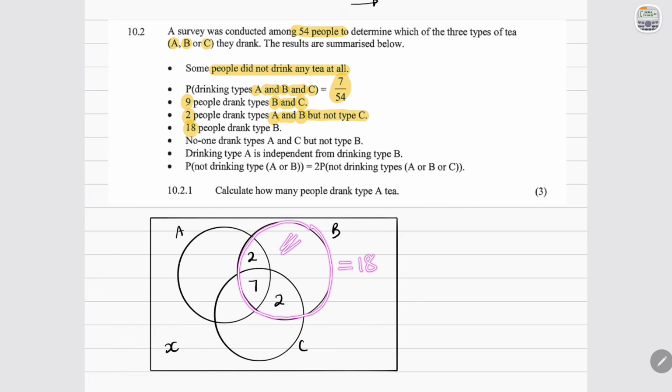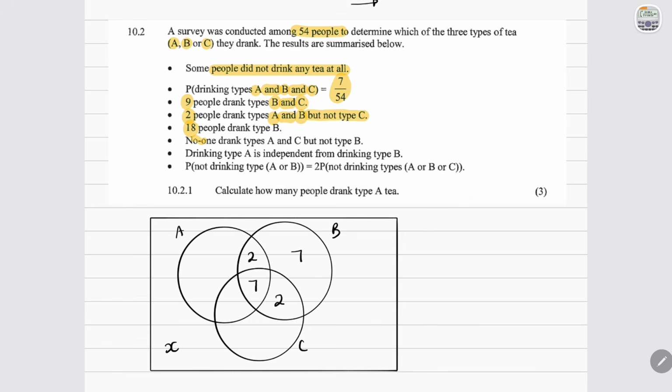And so to find the people who drank type B only, we would find that by saying 18 minus the 2 minus the 2 minus the 7. 18 minus 7 is 11, minus 2 is 9, minus 2 is 7. Okay, so we have 7 people over here.